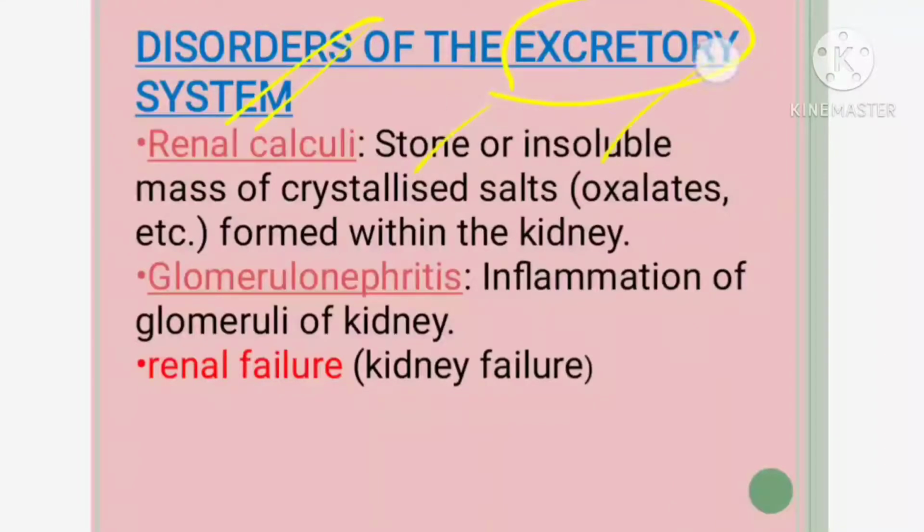So, stones, or insoluble masses of crystallized salts like oxalates, calcium crystals and all. If it is present in the kidney, then the condition is called renal calculi. What is it? Renal calculi, which is otherwise simply called kidney stone. What is the treatment for the same?